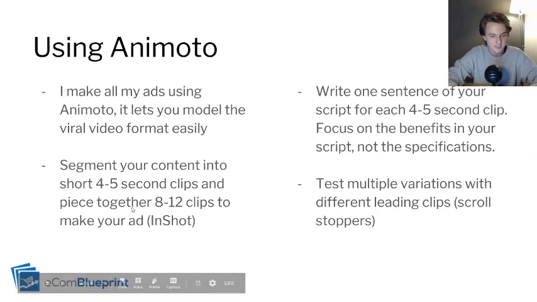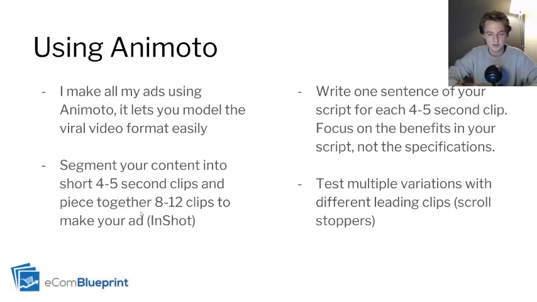Now, what I like to do is segment my content into short 4 to 5 second clips using InShot. I really like InShot. It's a super simple phone video editor and photo editor. Once you get the raw content from, let's say, Fiverr, where you pay someone to create raw video content, you can put that on your phone. You can transfer the file using Google Drive or something, and then you can segment the content into 4 to 5 second clips using InShot, and it's really visual. It's easy to play with.